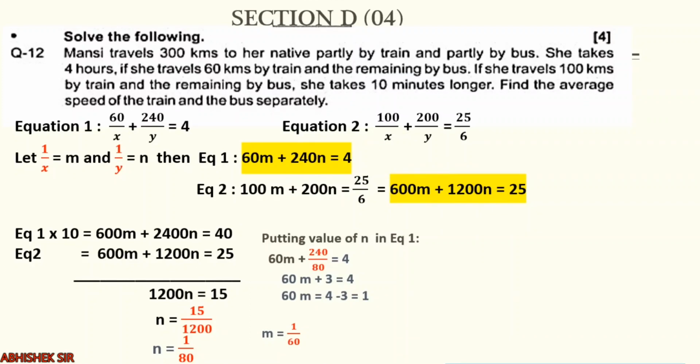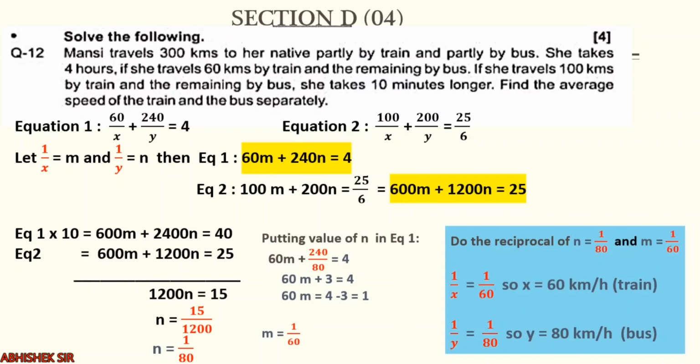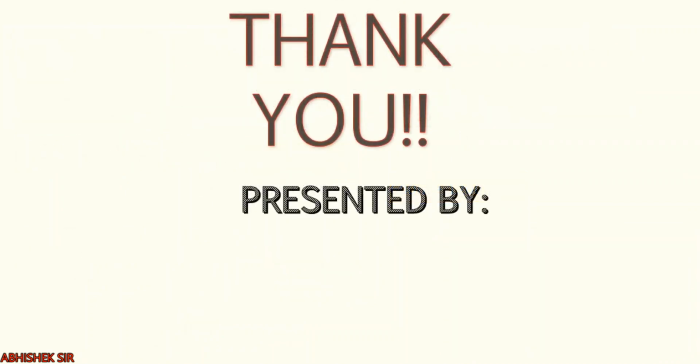So we have got n and m. Now we just have to take the reciprocal to get x and y. If 1 upon x is 1 upon 60, then x equals 60 km per hour. That is the speed of the train. And if 1 upon y equals 1 upon 80, that means y equals 80 km per hour. That is the speed of the bus. Clear? So that's it for this video.